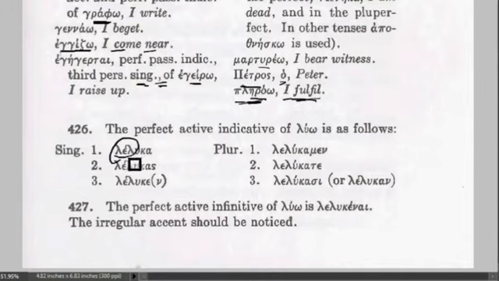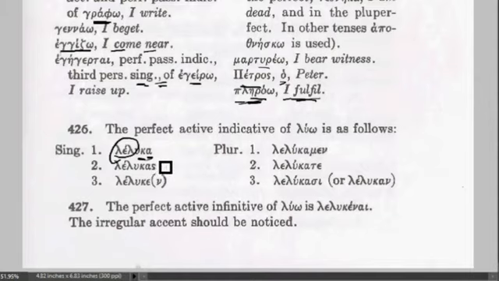We take the lambda, we duplicate it and put an epsilon after it. So this would be the standard way in which the perfect is formed, but as you're probably detecting, there are an awful lot of exceptions to that rule. Secondly, we regularly add a kappa at the end of the stem, and that becomes the sign of the perfect. And then the endings themselves are actually very much the same as what we learned with the aorist.